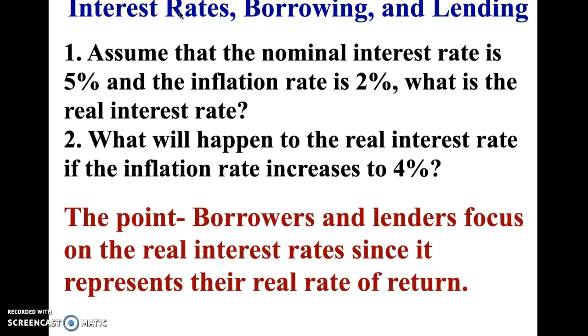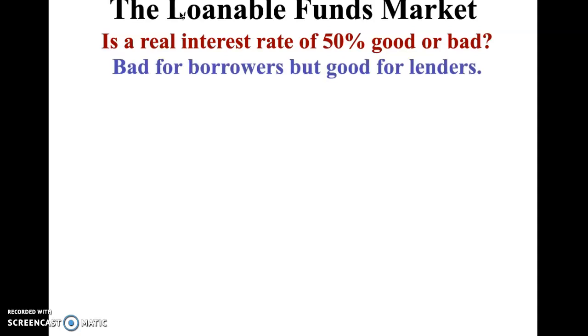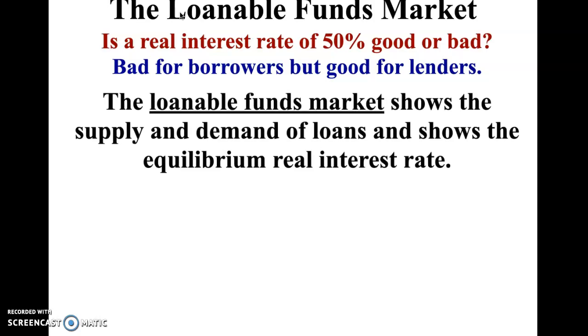And so what we end up finding out is that borrowers and lenders are going to focus on real interest rates since it represents the real return that they're going to get. So the loanable funds market will do that. Is a real interest rate of 50% good or bad? Well, it depends. Bad for borrowers, but good for lenders. And so the loanable funds market shows the supply and demand of loans and shows the equilibrium real interest rate in that.